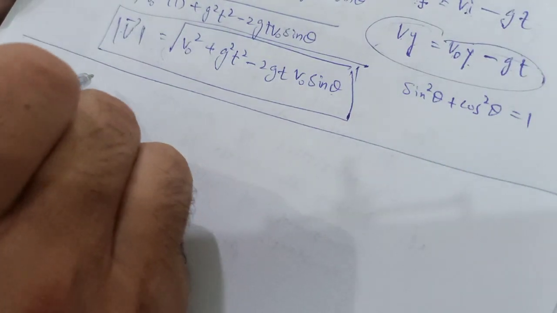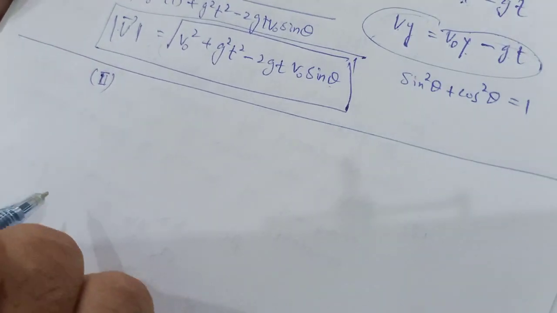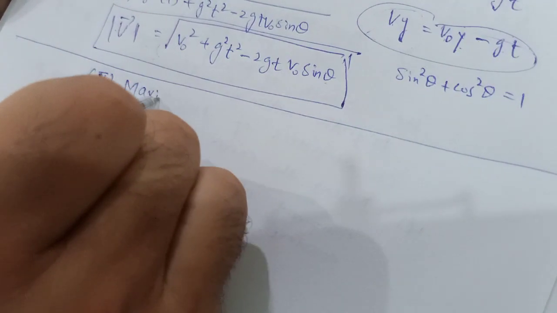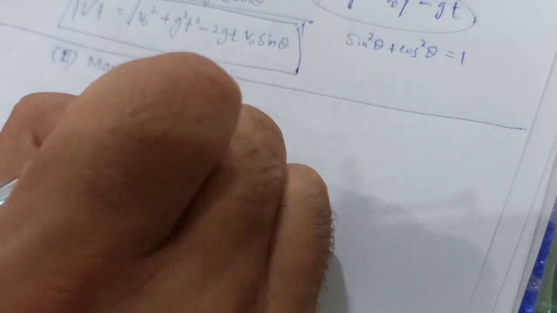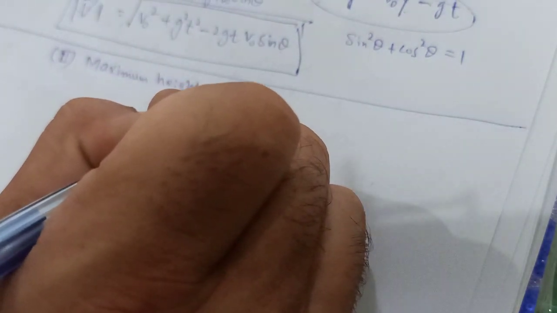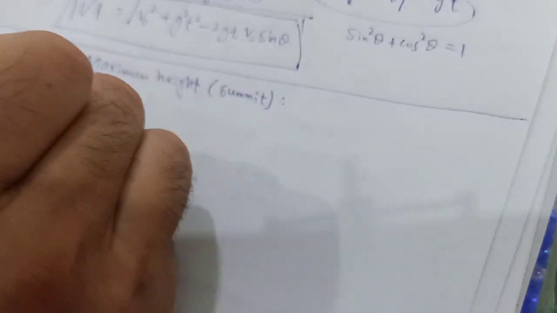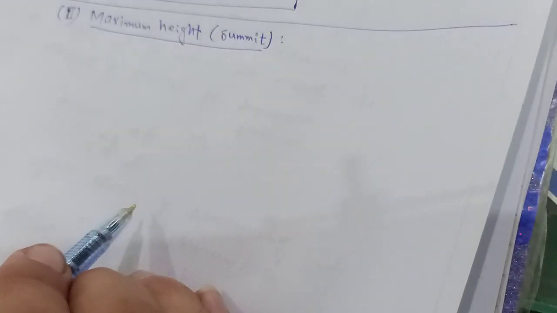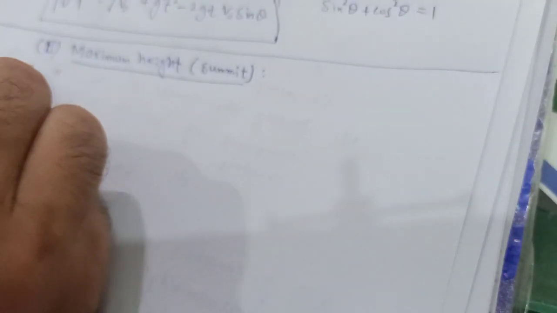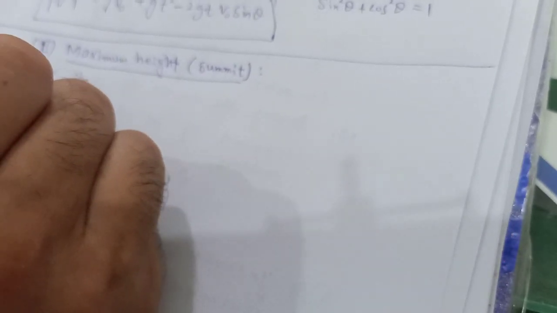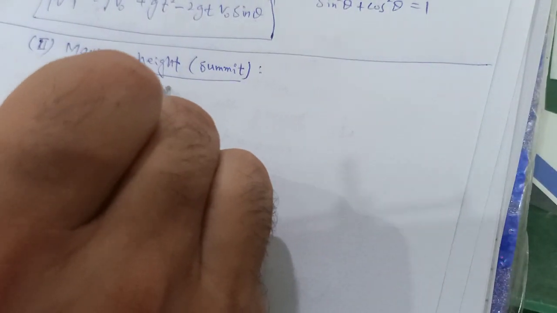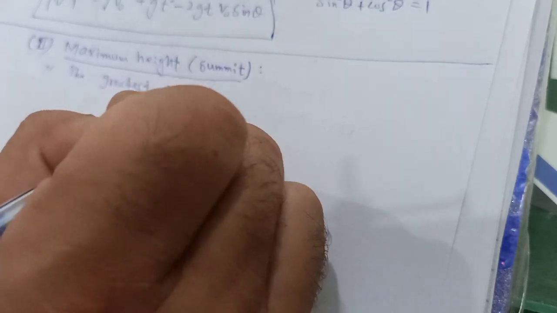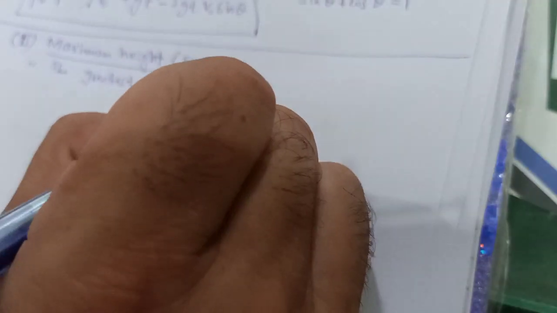Now the second parameter regarding projectile motion is maximum height. Maximum height of a projectile can also be called the summit. First of all, understand this. What is meant by the maximum height or summit in projectile motion? The definition of height or summit is the greatest vertical distance.